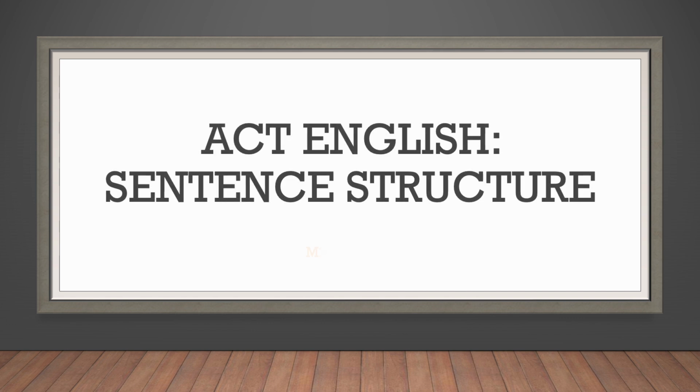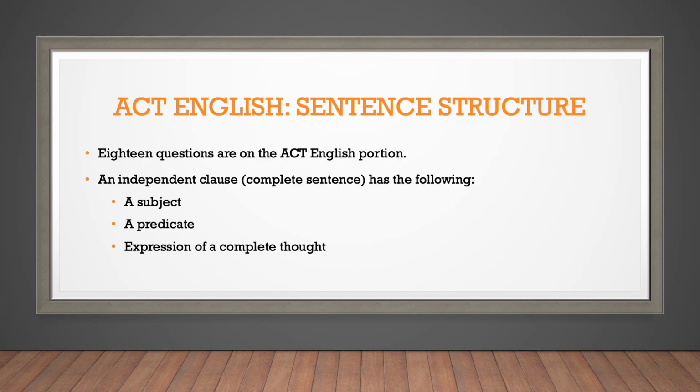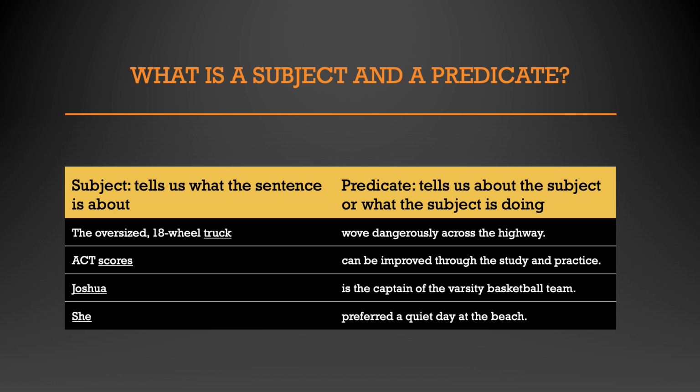ACT English sentence structure. 18 questions are on the ACT English portion. An independent clause, a complete sentence, has the following: a subject, a predicate, and an expression of a complete thought. What is a subject and a predicate?